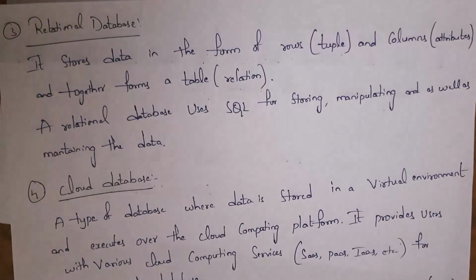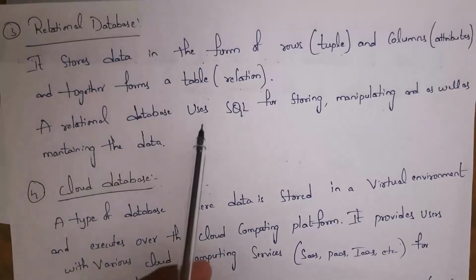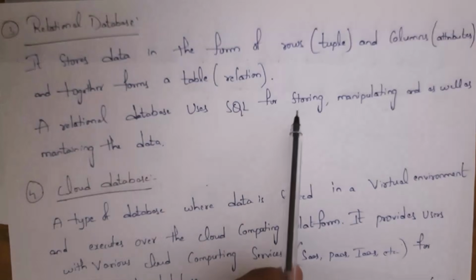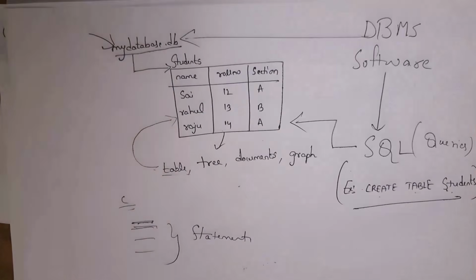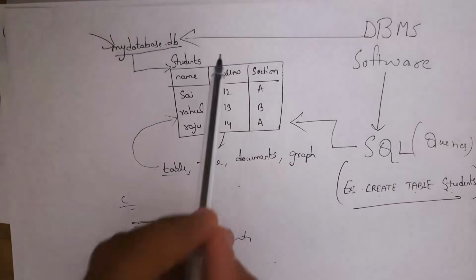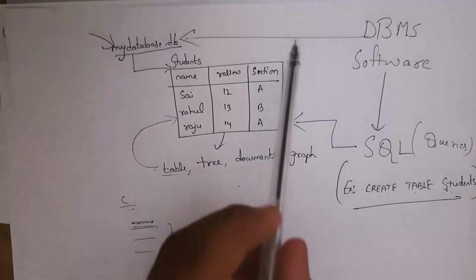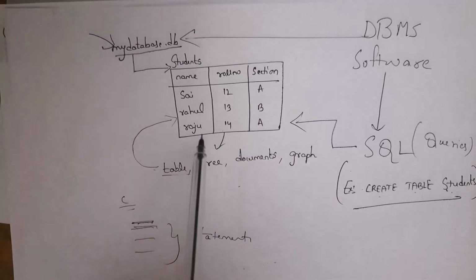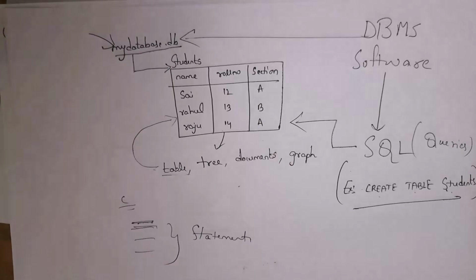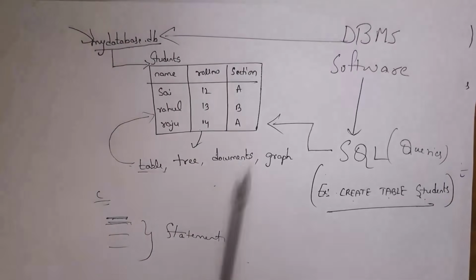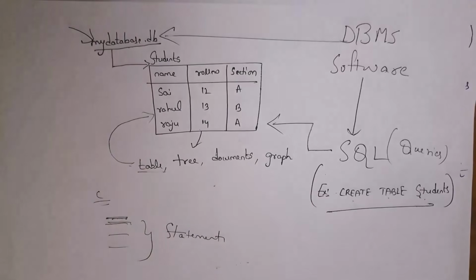Next one is relational database. Data which is stored in the form of rows and columns together forming a table is known as a relational database. A relational database uses structured query language for storing, manipulating and maintaining the data. If you consider this example, this is a relational database because in this data is stored in the form of rows and columns. That is, data is stored in the form of tables. So we call it a relational database. And in a relational database, we use structured query language.